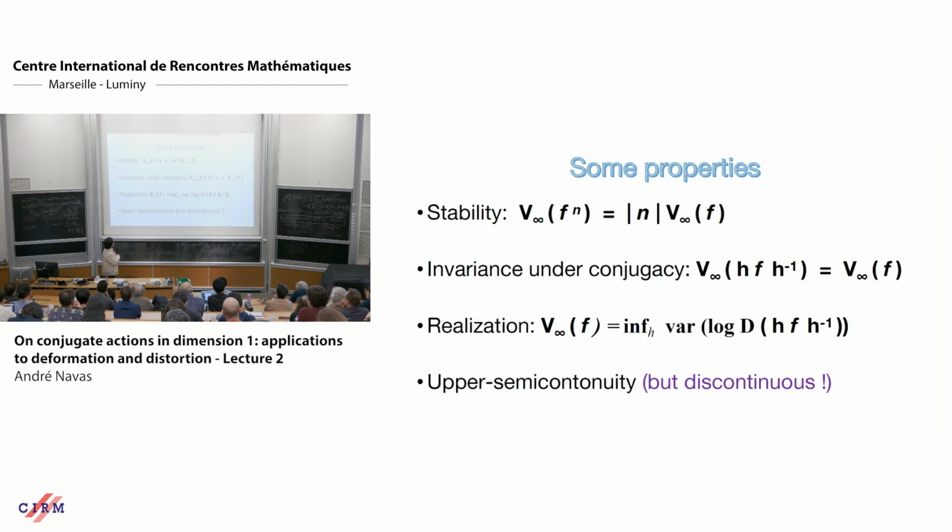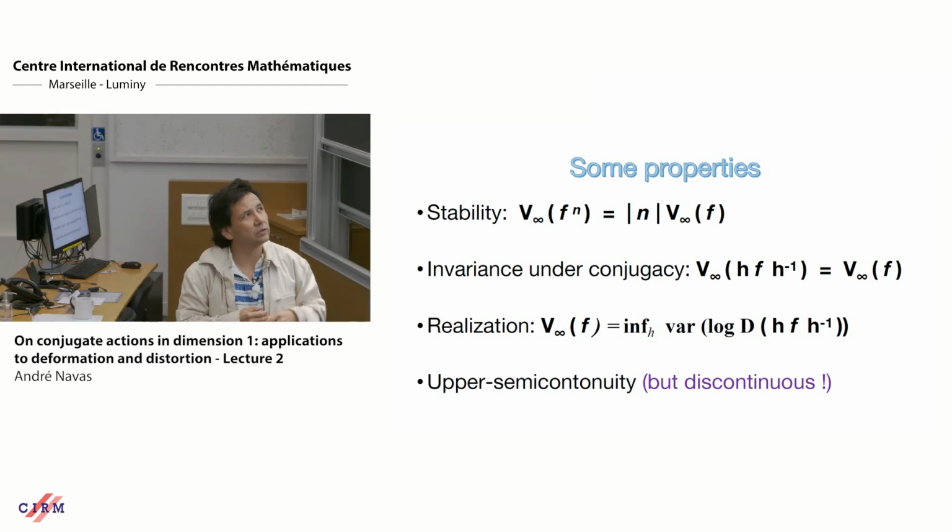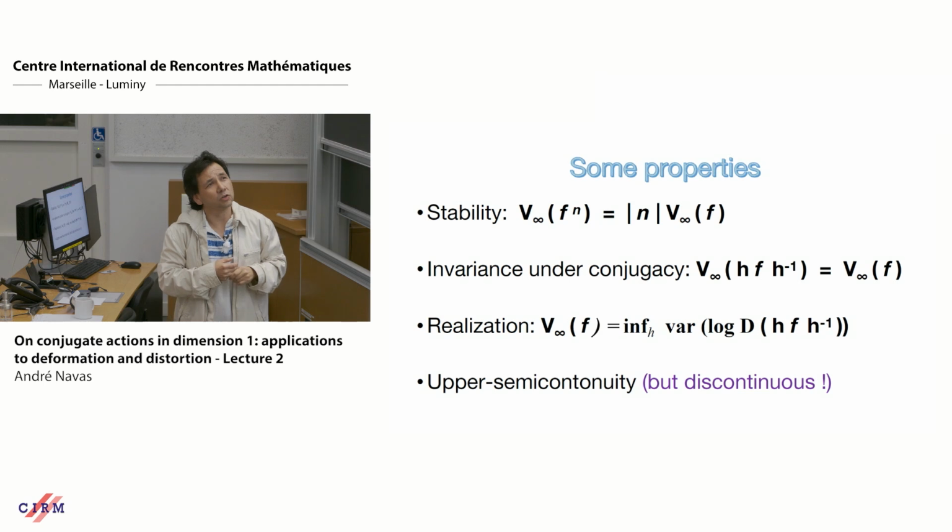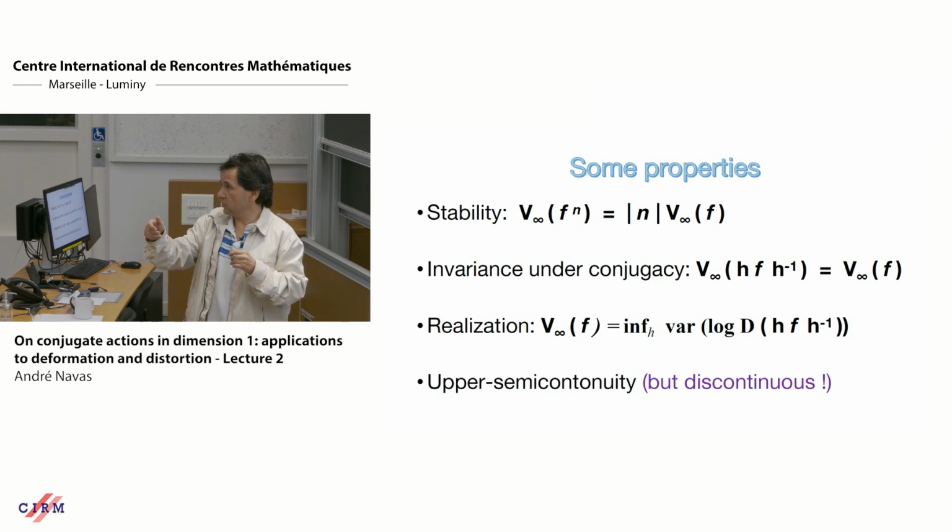And actually there is a very nice formula that says that the asymptotic variation is the infimum value of the variation of the logarithm of the derivative under conjugacies. Okay? In particular, this number vanishes if and only if you can take conjugates so that the variation of the logarithm of the derivative of the conjugates goes to 0, which means that the conjugacies make the diffeomorphism converge in this topology to the rotation.